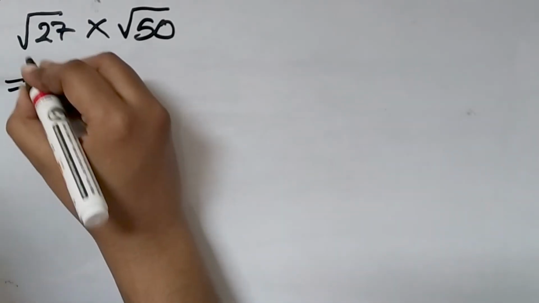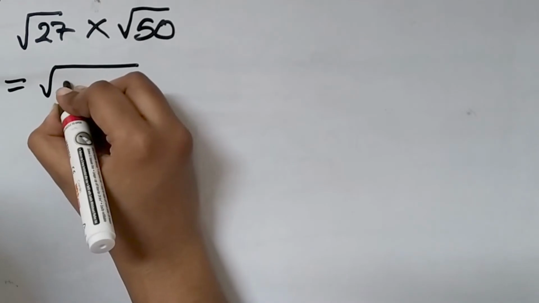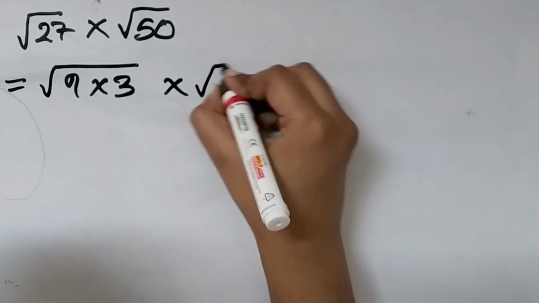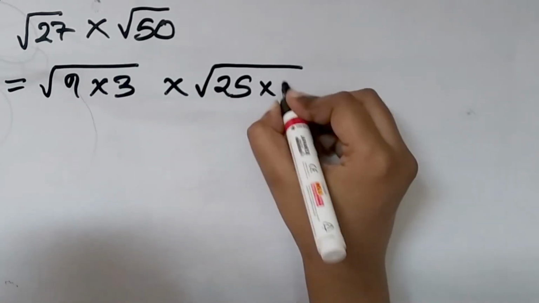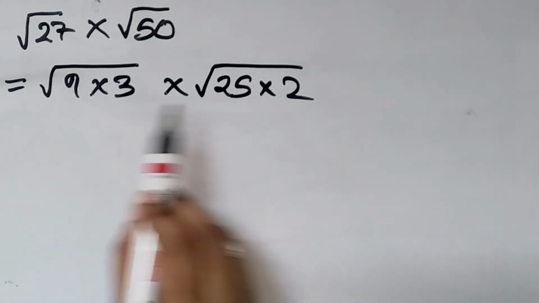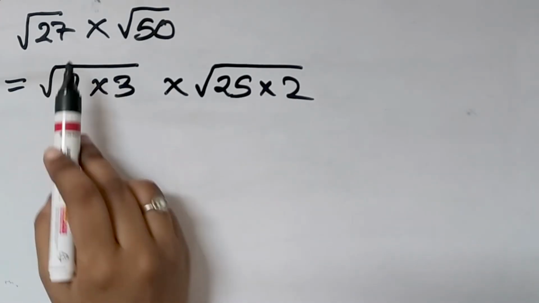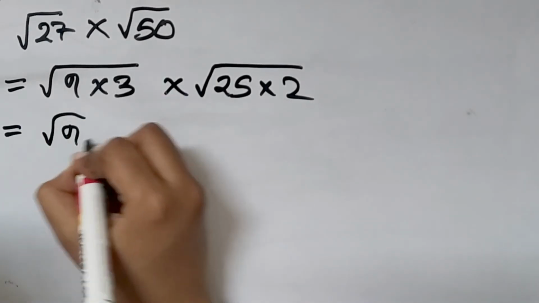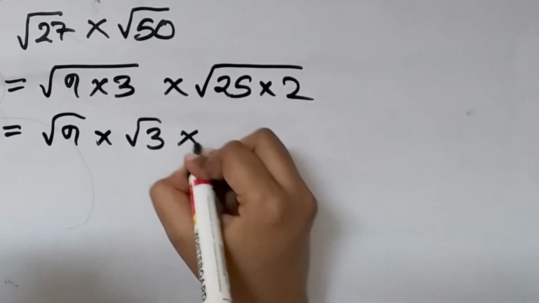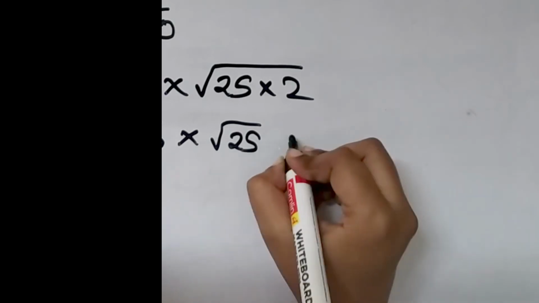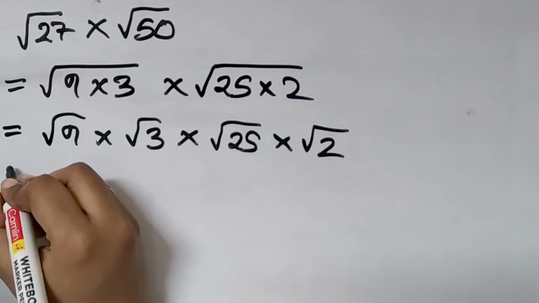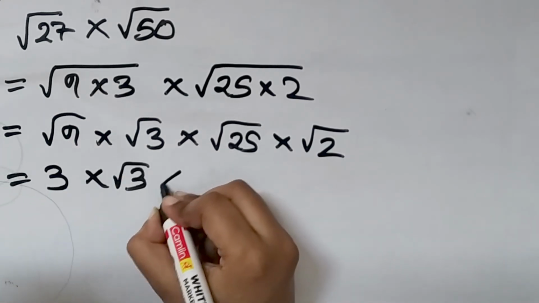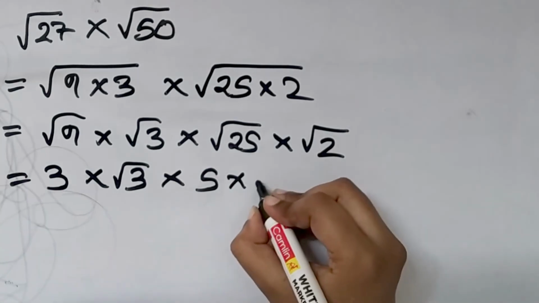Okay. Square root of 27 we can write it as square root of 9 into 3. Okay. Into square root of 50 we can write it as square root of 25 into 2. Okay. This factorization we will use. In the previous video we have seen how to simplify the surds. Okay. That only I have used here. So this will be square root of 9 into square root of 3 into square root of 25 into square root of 2. So which is equal to square root of 9 will be 3 into square root of 3 into square root of 25 will be 5 into square root of 2.